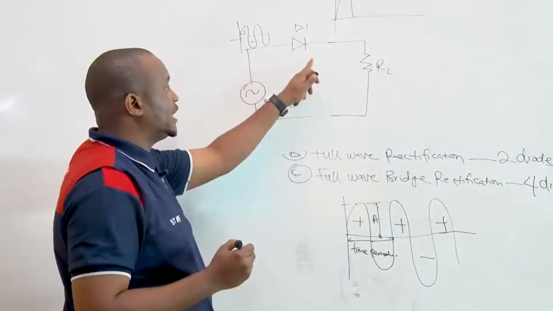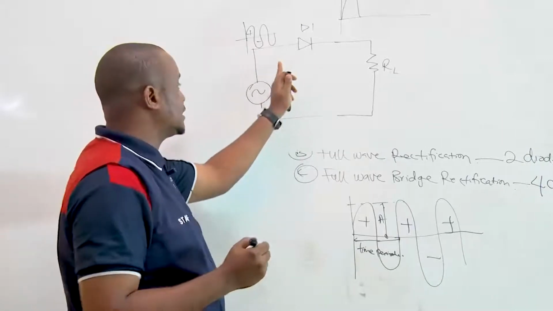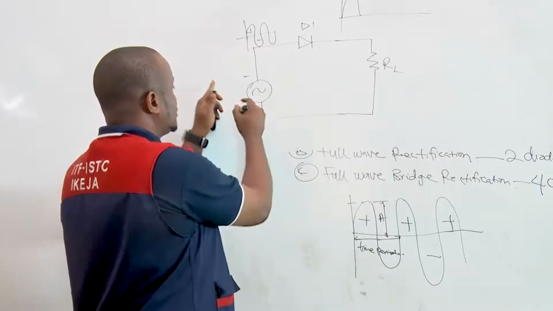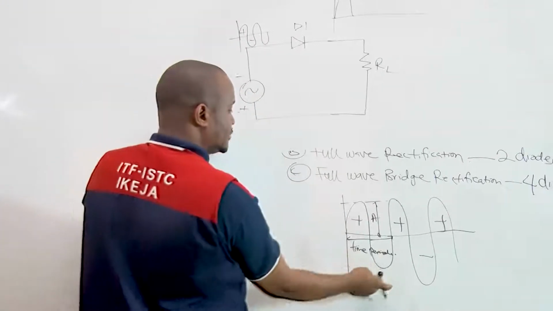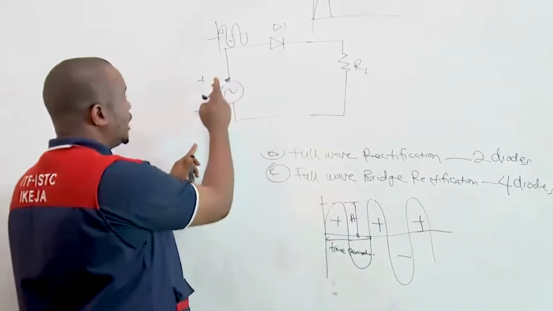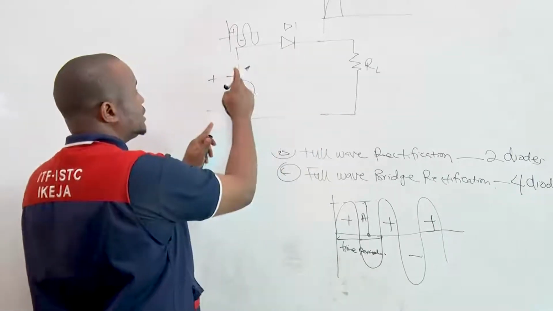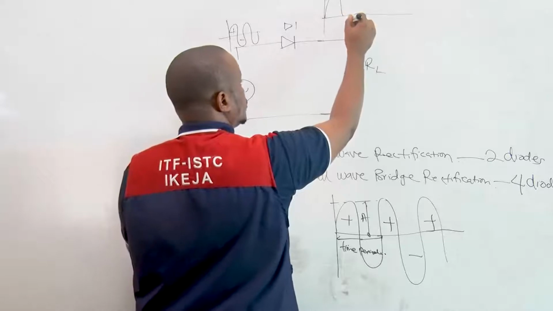During the negative half cycle, that is when it will be reverse biased, when we have the negative coming here, because it changes positive to negative to positive to negative. So when it's positive, it flows. When it is negative, it will not flow. So nothing will happen here.